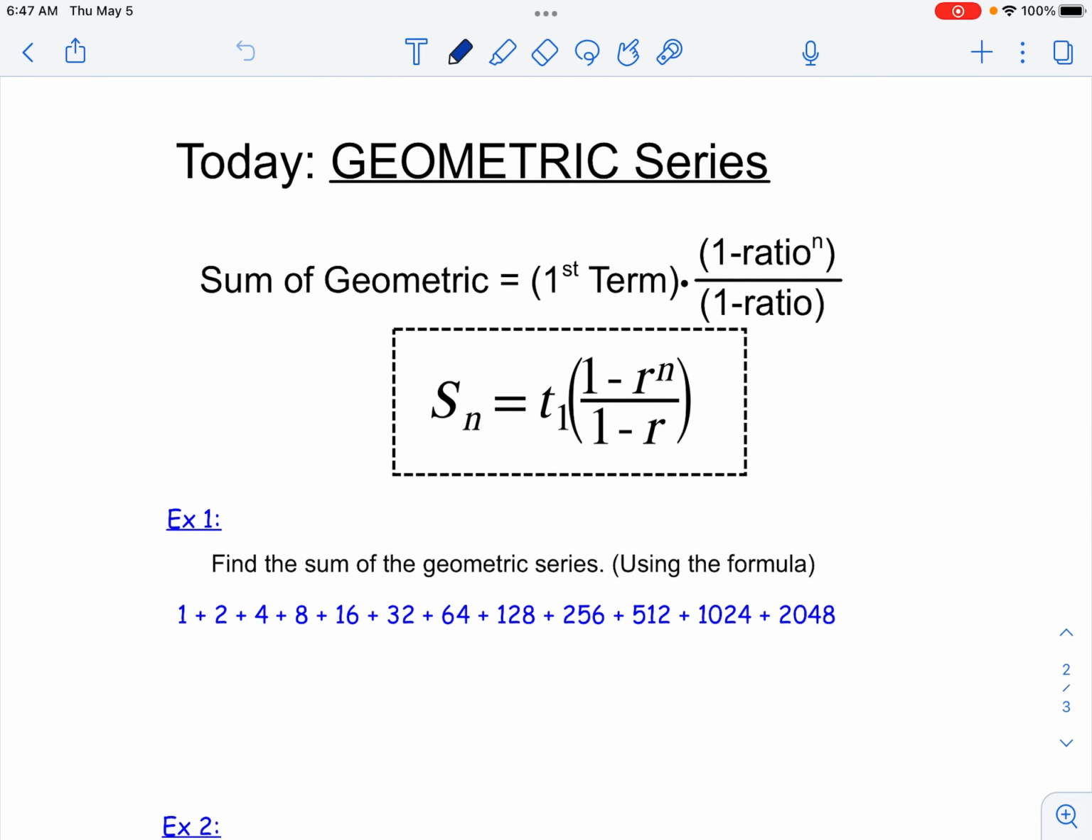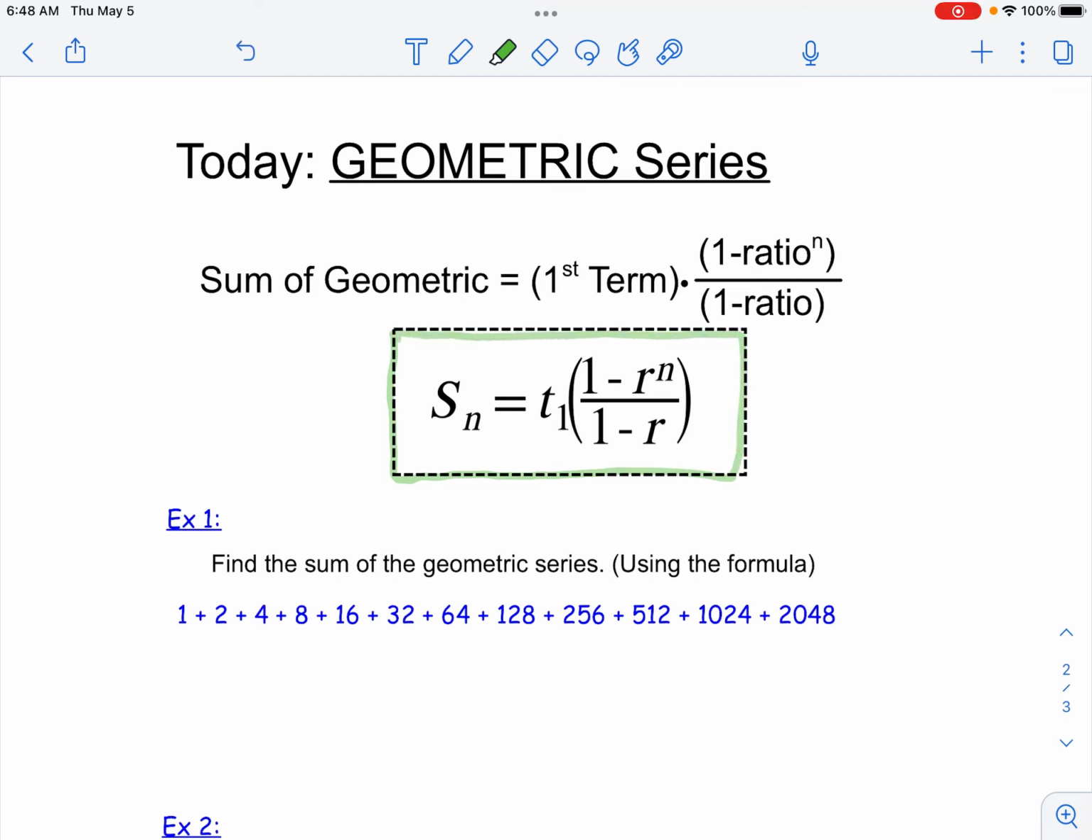Arithmetic means you're going up by the same common difference, or you're adding to get to the next term. Geometric means you're multiplying to get to the next term. So here's our formula. Coming up with it is a little bit more advanced than we want to get into, so rather than figuring out why the formula works, we're just going to give you the formula. So here is our geometric series formula.